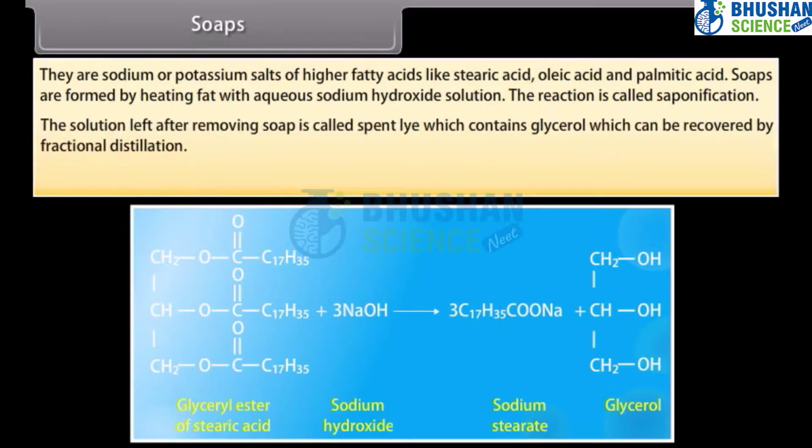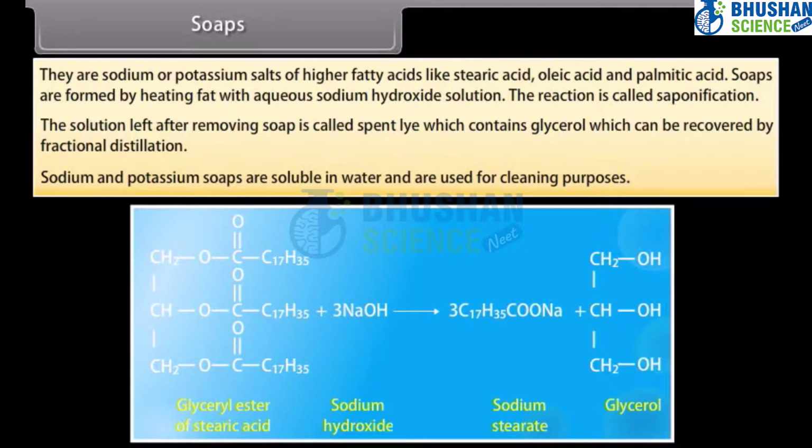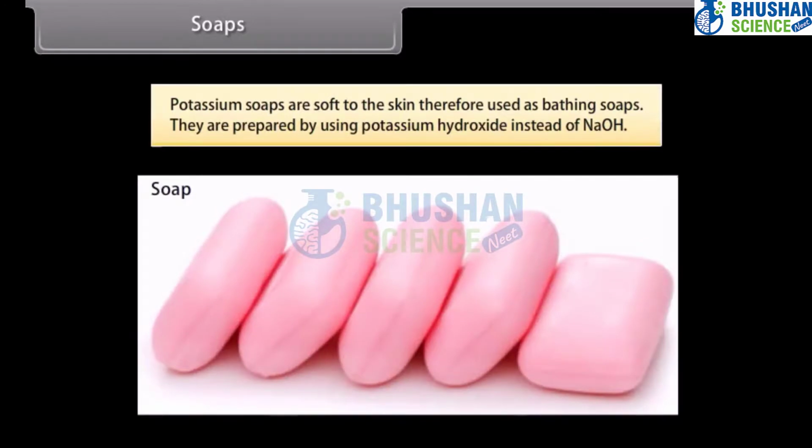The solution left after removing soap is called spent lye, which contains glycerol, which can be recovered by fractional distillation. Sodium and potassium soaps are soluble in water and are used for cleaning purposes. Potassium soaps are soft to the skin, therefore used as bathing soaps. They are prepared by using potassium hydroxide instead of NaOH.